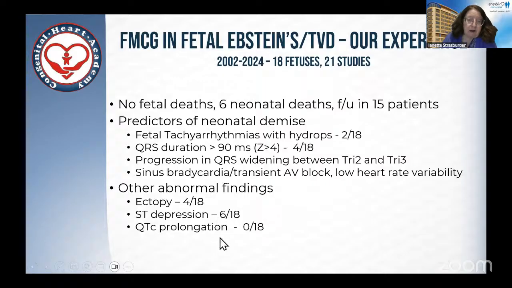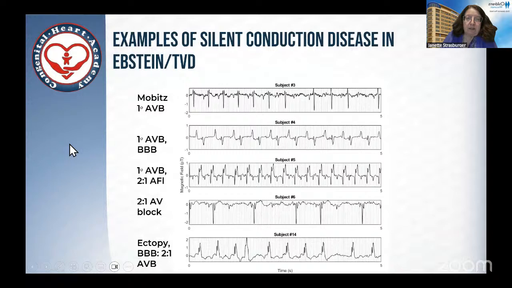And other abnormal findings included ectopy. 6 of the 18 had ST depression, but none had QT prolongation. So these are just some more tracings. These are just rhythm strips. This one shows a lengthening of the PR interval followed by a dropped beat, and again lengthening followed by a dropped beat. So this is a Mobitz type 1 second degree AV block and also first degree AV block.